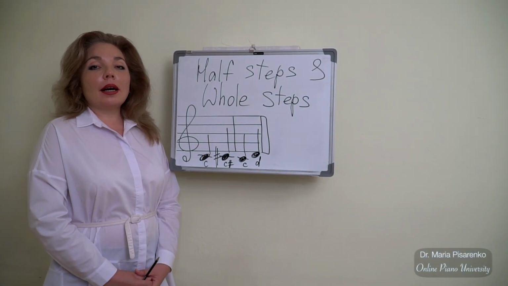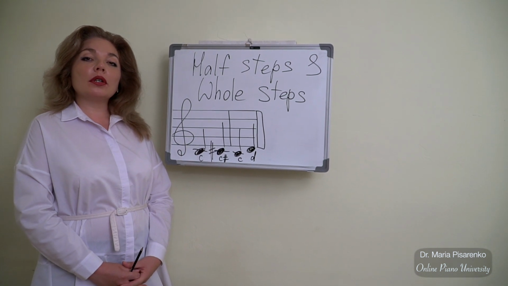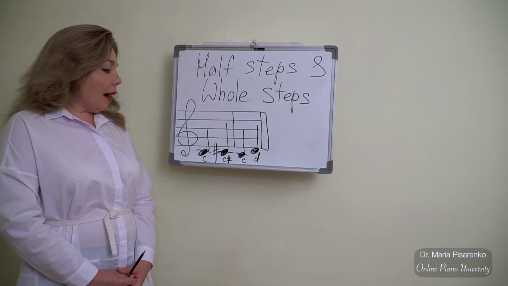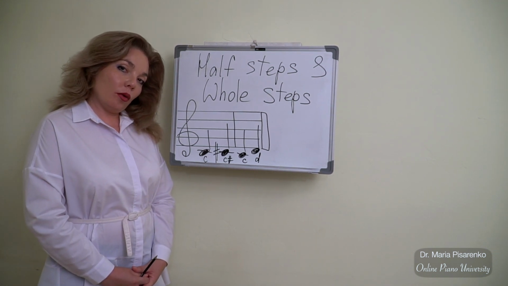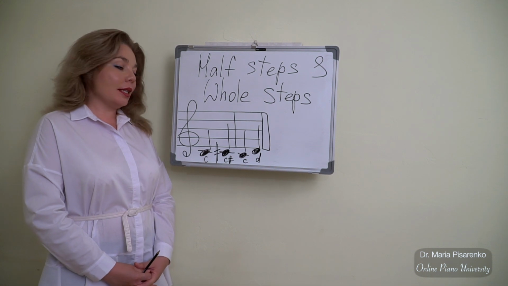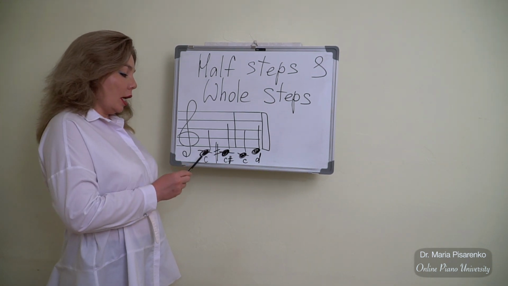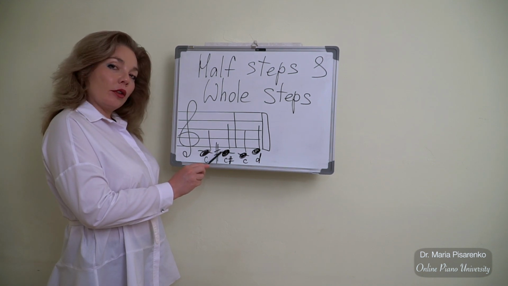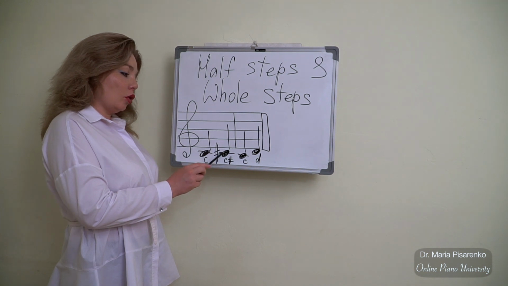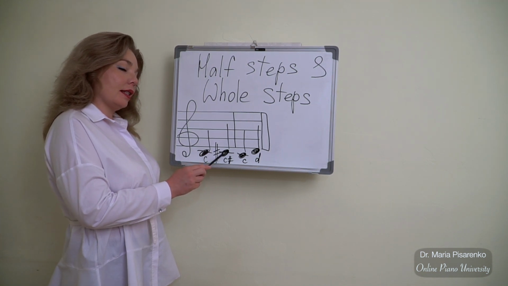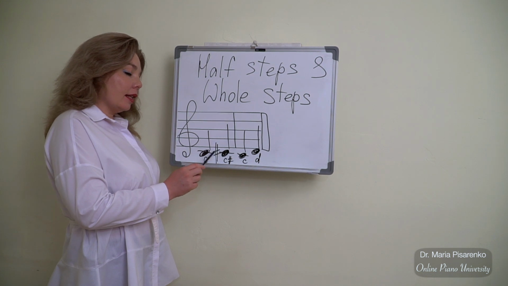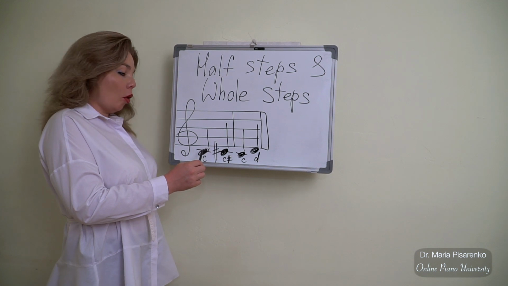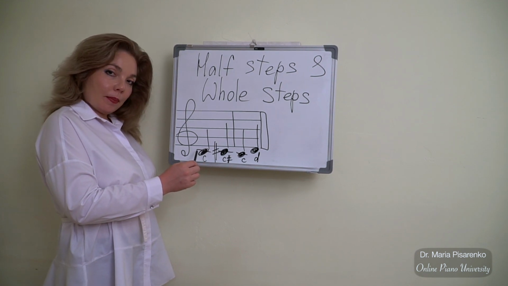Now guys, it's time to talk about whole steps and half steps. A half step on the piano is the shortest distance between two notes. If you have C and C sharp, you go from C to C sharp to the very next key to the right, and there is nothing in between these two notes. So this will be called a half step.